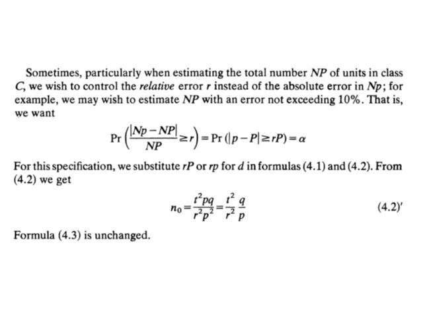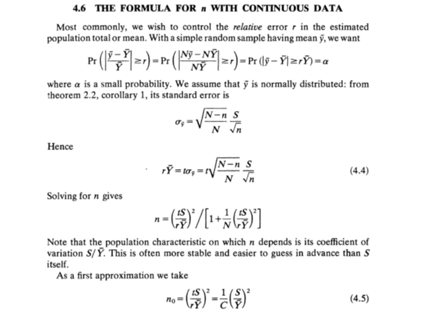From 4.2 we get n0 = t²PQ/(R²P²), which is equal to (t²/R²)(Q/P). Formula 4.3 is unchanged.